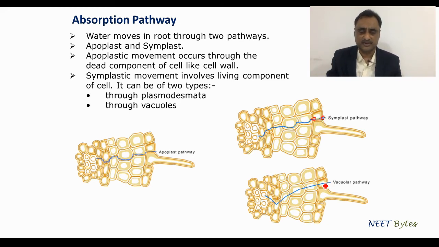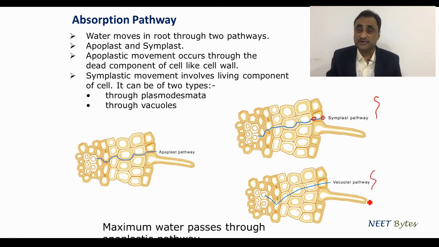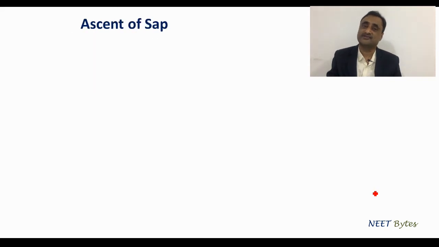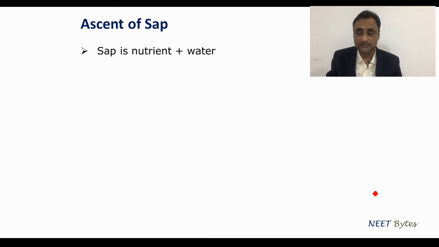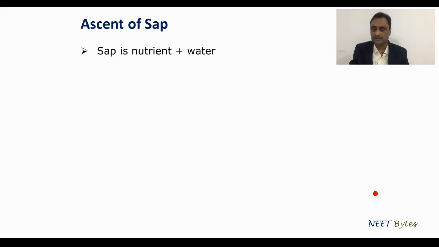So in the one, you can see that this is the pathway where transportation is going to occur through the cell wall. In the second, we see that there are plasmodesmata through which the transport is going to happen, and here it is a vacuolar transport. The question is asked, which of these contributes most as far as the absorption of water is concerned, and the answer is the apoplastic pathway, that is the cell wall. So these two constitute very, very negligible amounts. The maximum water passes through the apoplastic pathway. So this is the only thing we have to learn as far as the absorptive pathway is concerned.